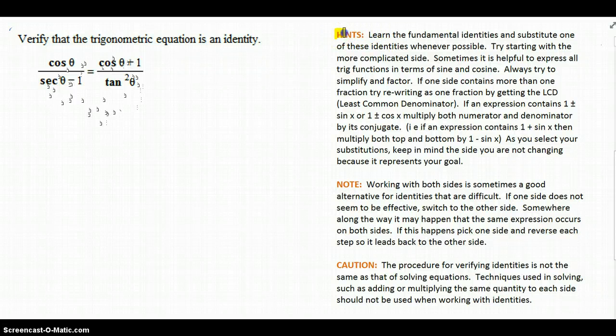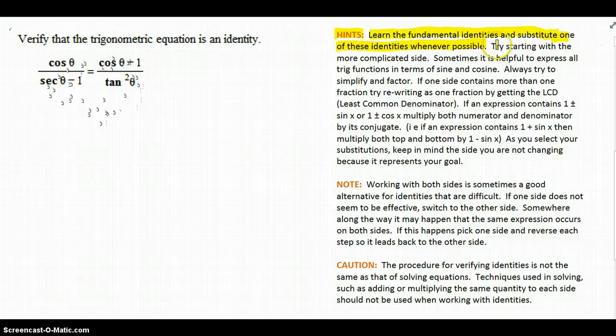So I'm going to go over the hints first. I have them listed on the right hand side. First, it says to learn the fundamental identities and substitute one of these identities whenever possible.